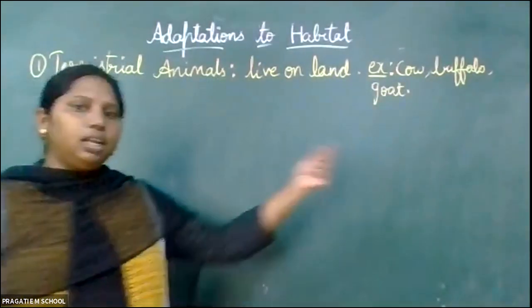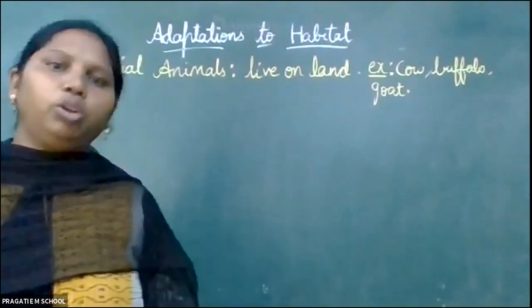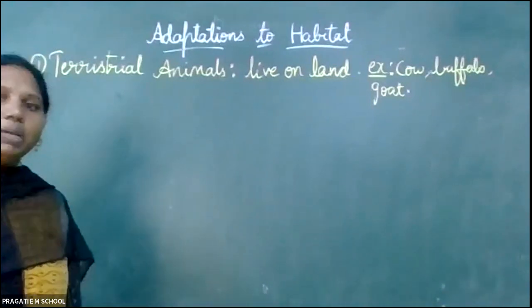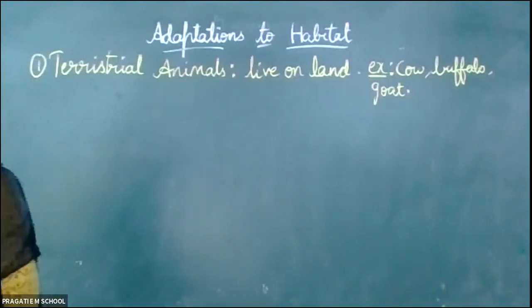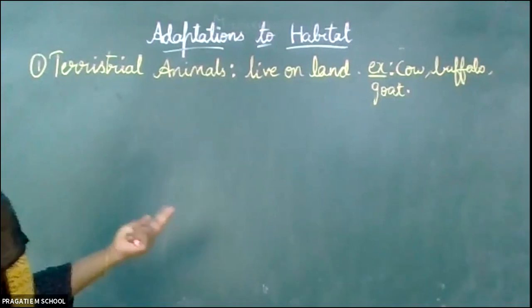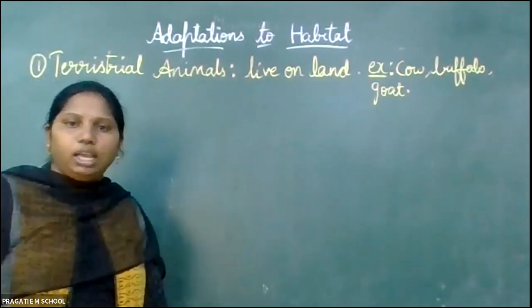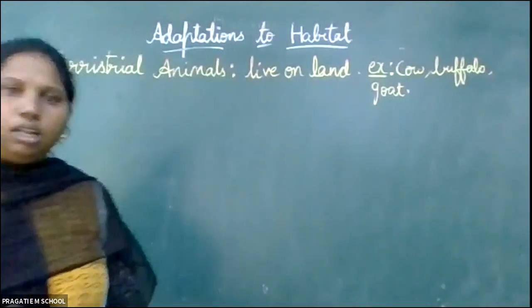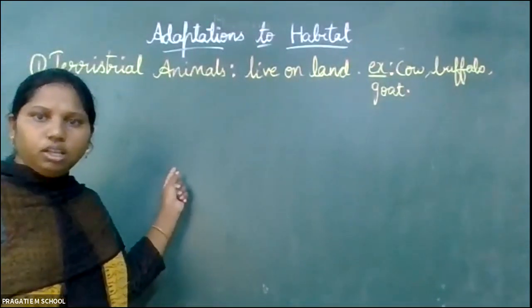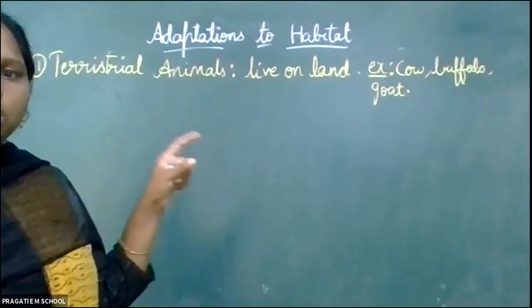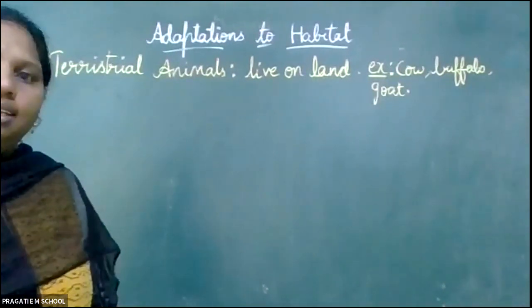Okay, children, other examples you have to write on your own at home. What are terrestrial animals? The animals which live on land. So many animals are there. Just three examples only I wrote. You have to write by yourself at home. Okay, children? All of you understood this?